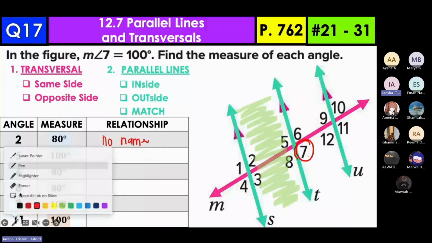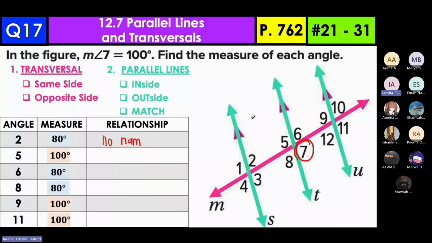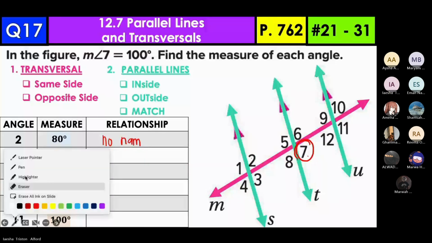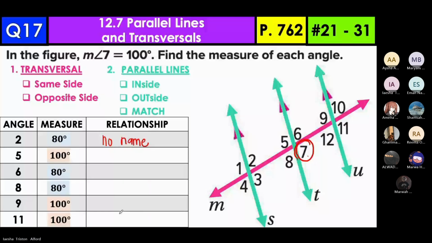What is happening here? What about 7 and 5? Do they have a name? Vertical. What about 7 and 6? Linear pair. Anybody know another name for linear pair? You could also use supplementary. Both are correct.